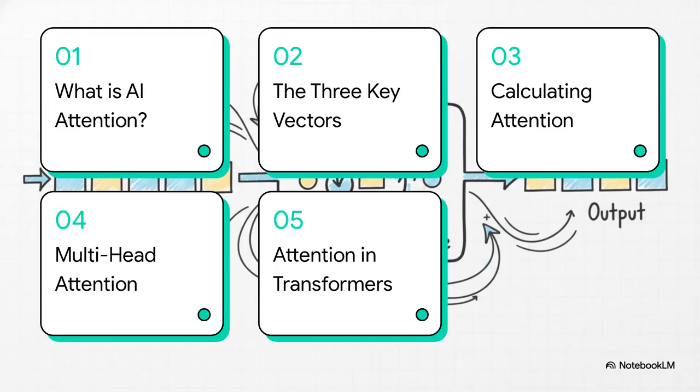So here's our game plan for today. We'll start with what AI attention really is. Then we'll look at the three key ingredients, the vectors. We'll walk through the recipe for how attention is calculated. After that, we'll see how it gets supercharged with something called multi-head attention. And finally, we'll see where it all fits inside the famous transformer architecture.